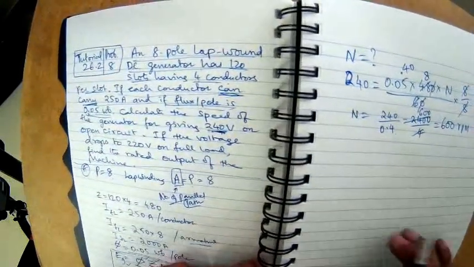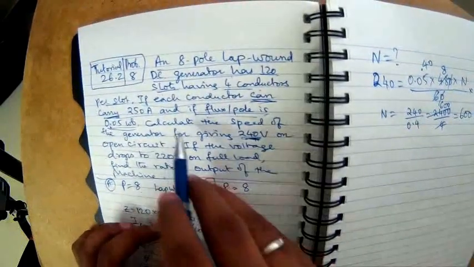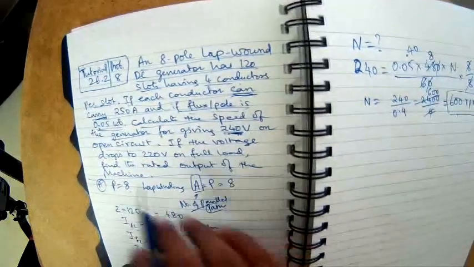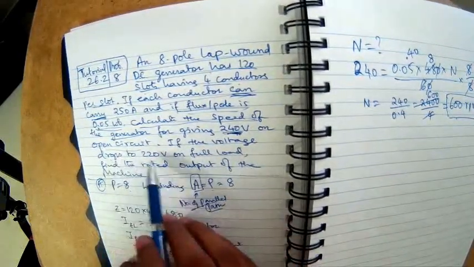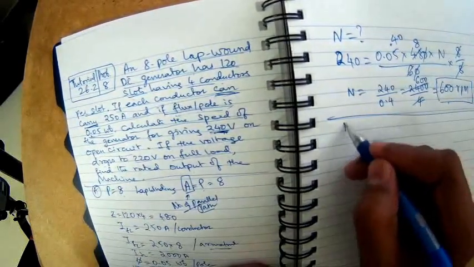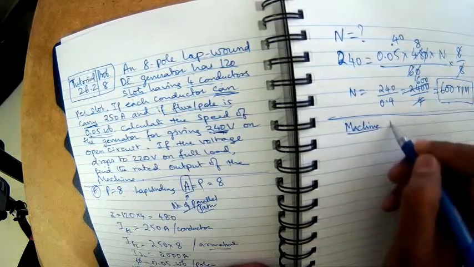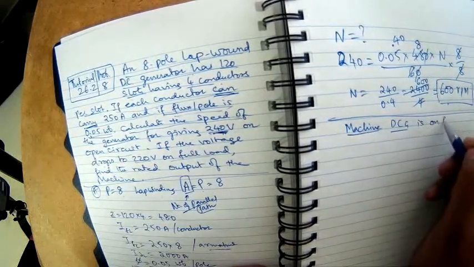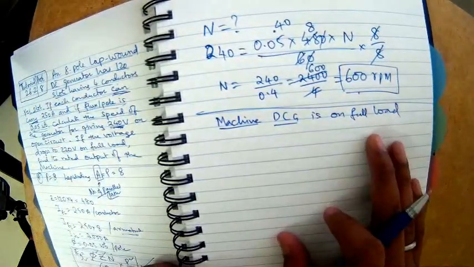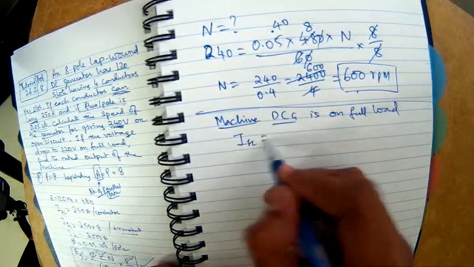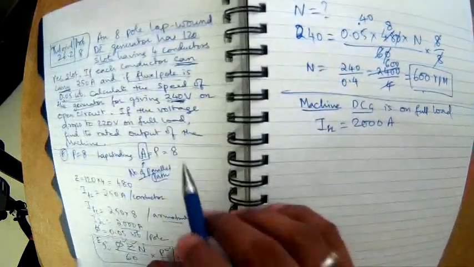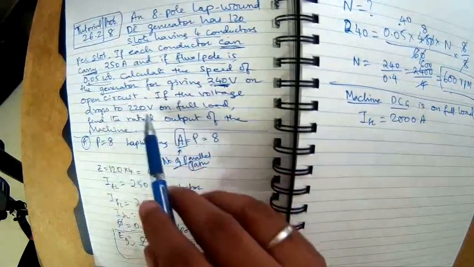Okay, so that was what was asked in the question: calculate the speed of the generator. So we got one answer here. Now, if the voltage drops to 220 volts on full load, we have something else given here. Now the machine, meaning our DC generator, is on full load. So when the machine is on full load, what is the full load current? Which we just calculated some time back, which is 2000 amperes. The voltage drops to 220 volts.